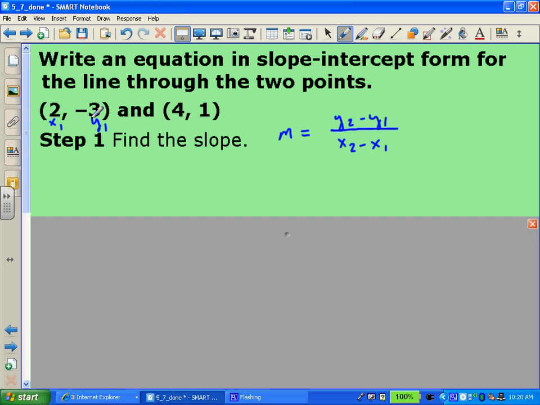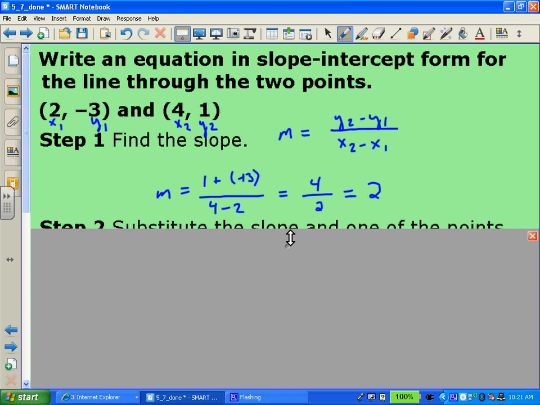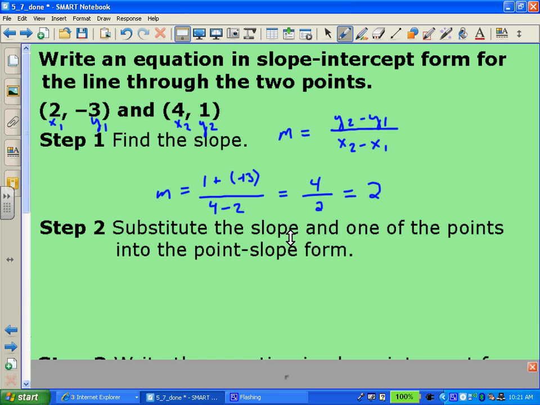So x1 y1, x2 y2. So my slope here is going to be 1 minus -3 over 4 minus 2. So 1 minus -3 is 4. 4 minus 2 is 2. So that gives me a slope of 2.